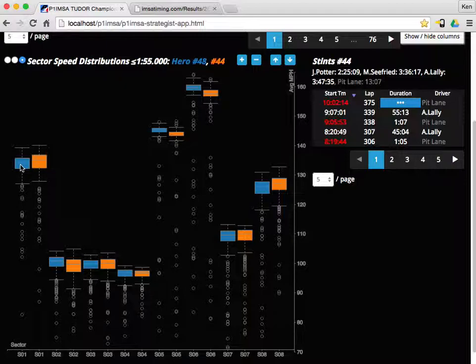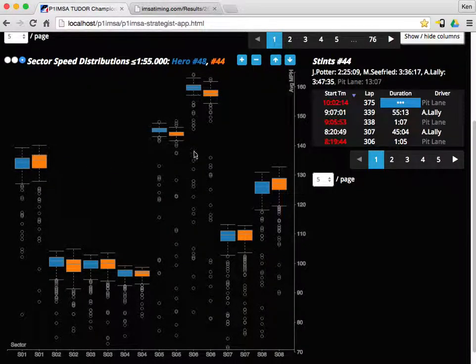So what these boxes here mean, this mechanism is called a box and whisker plot, and it's from a branch of math called descriptive statistics. They indicate the meat of where your times are, or your speeds are. So what we can see here is that the meat of where our times are is a little bit slower in sector 1 relative to the 44 car.